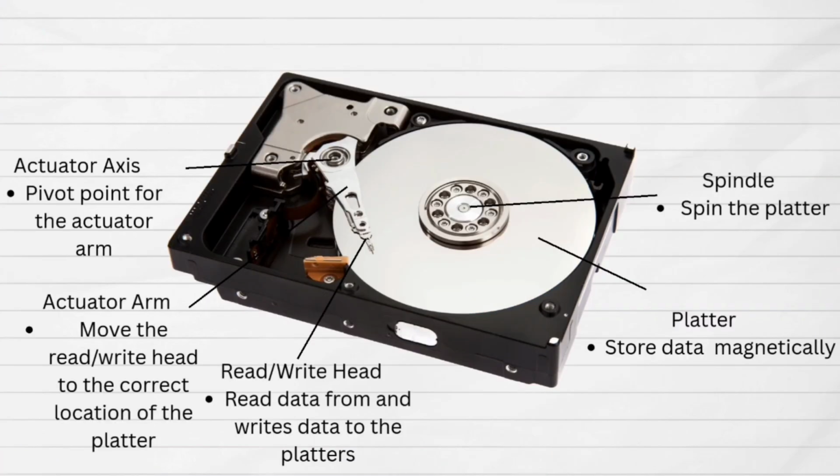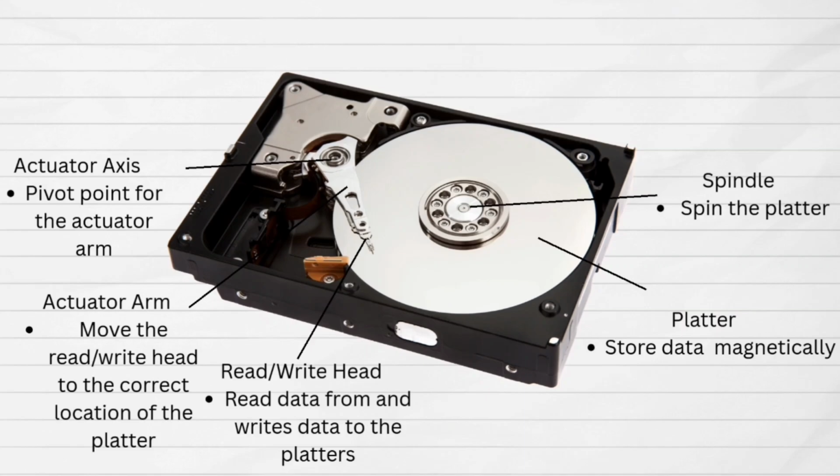So the first one is the read write head. The read write head is where the electromagnet is located, and its function is to read data from and write data to the platters. The next one is the platter, where it stores the data magnetically. The next one is the spindle, which spins the platter.